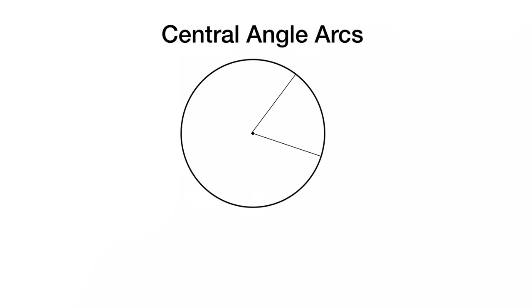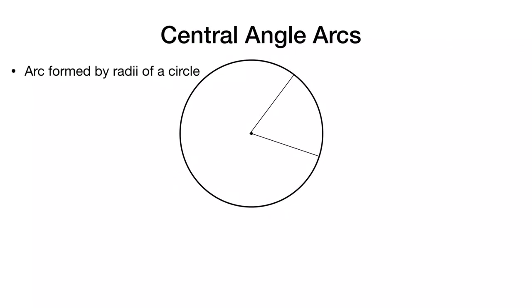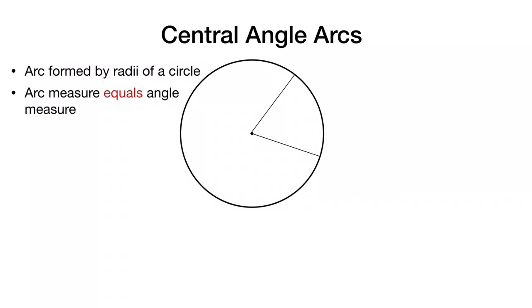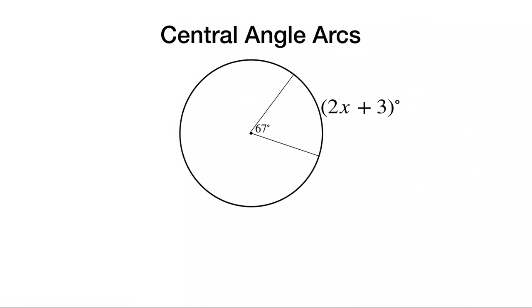This angle is a central angle. It's formed by radii of the circle, where the vertex is the center of the circle. It's super simple to find an arc measure. Just know the central angle measure and you know the arc measure. So if your central angle is n degrees, then your arc measure is n degrees. Simple, right? Let's look at an example.